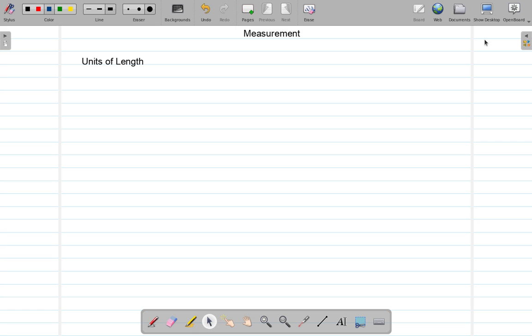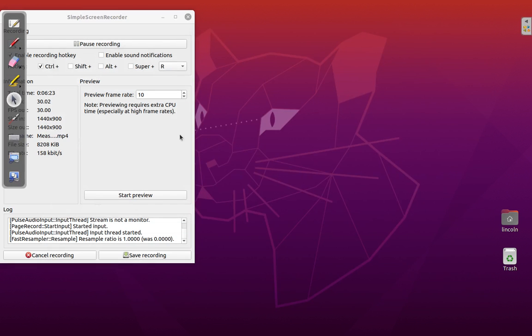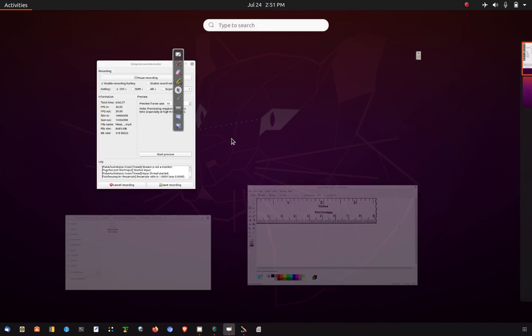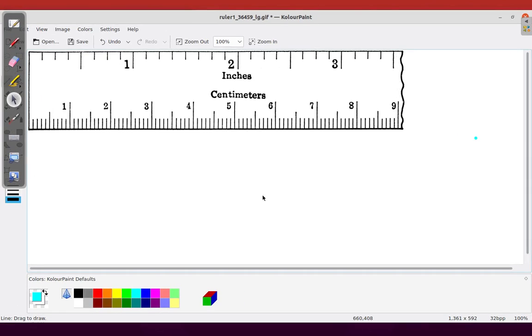Alright. Now, let's look at a ruler that I found on the internet. Let's look at my ruler here. Where's my ruler? Alright, nice. This is my ruler. Now, as you see, on this side you have the centimeters, and up here you have inches. Alright? Here now, the centimeter. This is 1 centimeter.